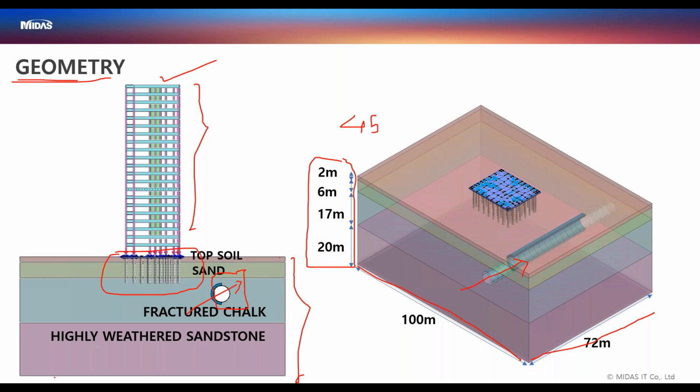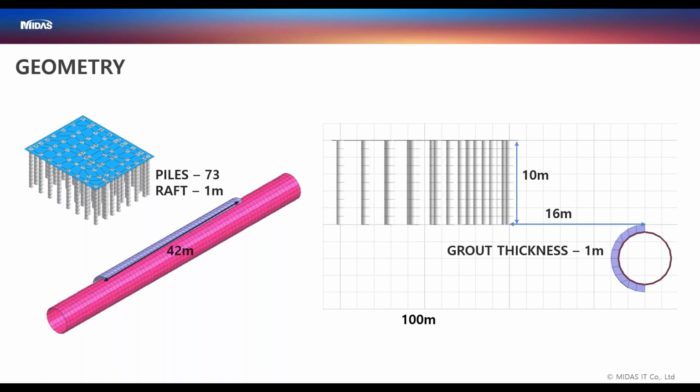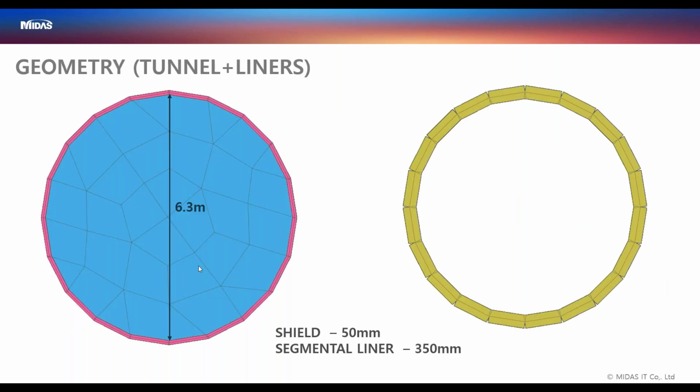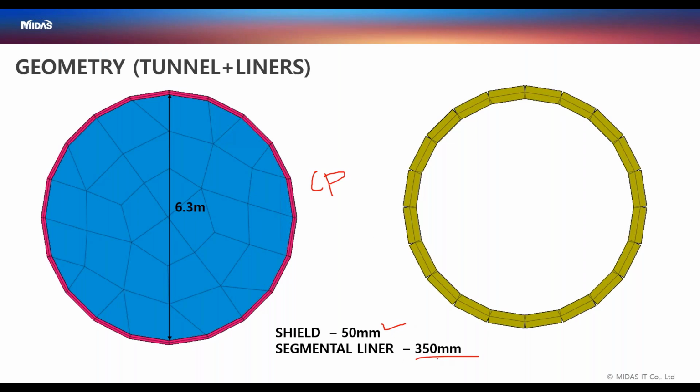And yeah, this is the geometry. We have around 73 piles, a pile raft of thickness 1 meter, and the length of the jet grout is around 42 meter. And we will try to simulate this problem. And we will have the initial shield of 50 and then later, using the change property parameter, we will define a final liner of 350.